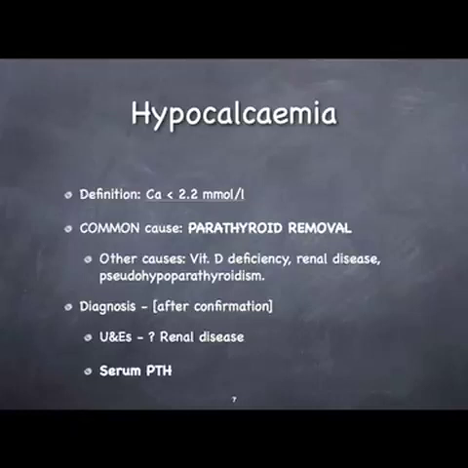respond to the hormone. A good diagnostic approach in hypocalcemia is to first confirm via calculation of the corrected calcium that in fact a hypocalcemia is present. Then to do U's and E's to consider if renal disease is the cause. Then to measure a PTH.